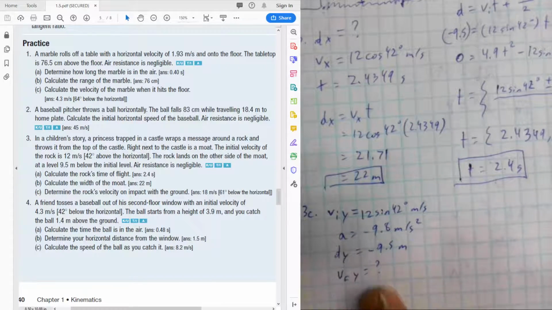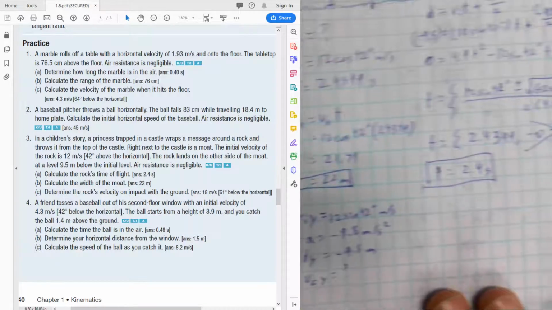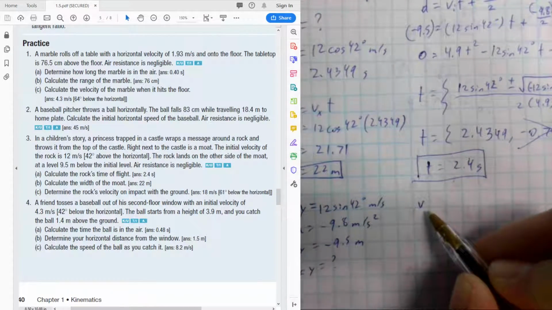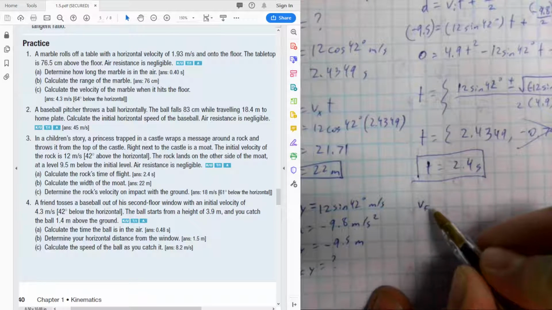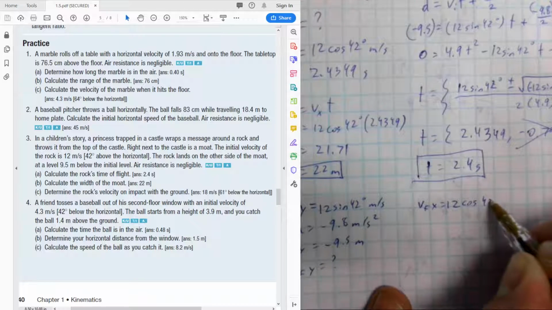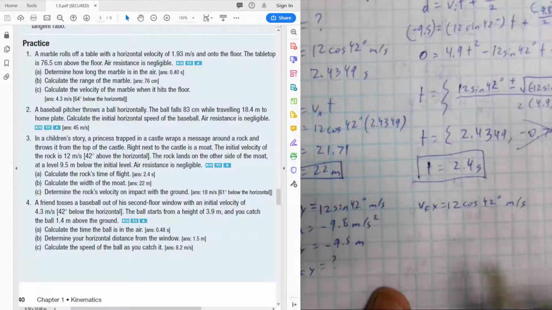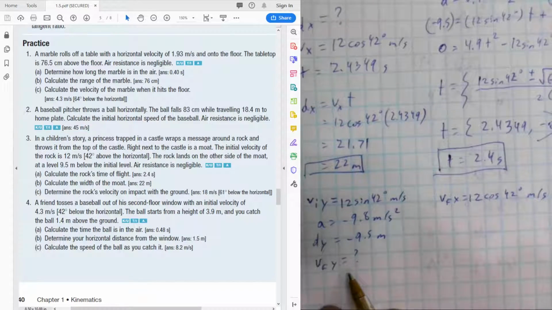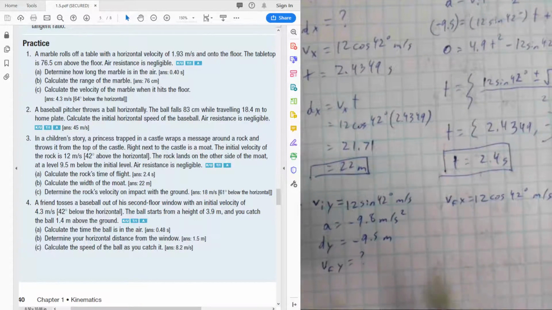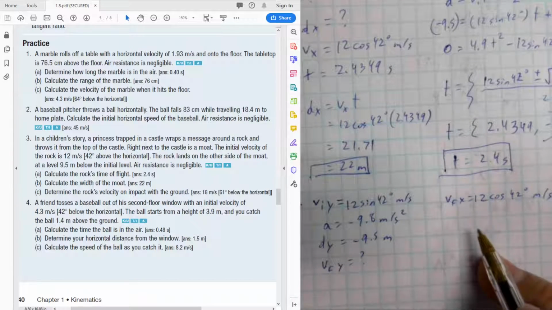This is what I need to calculate in order to find my other information, because my final velocity is going to be a vector addition of these two velocities: the VFY, which we need to calculate, and the VFX, which we know because that's the same as our VIX.